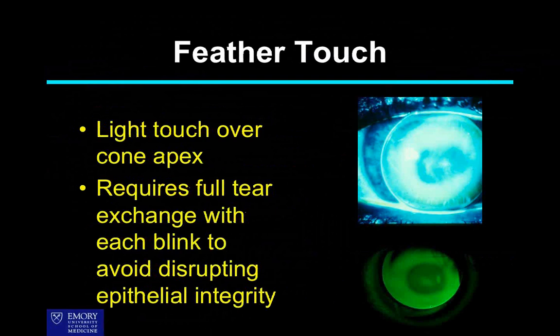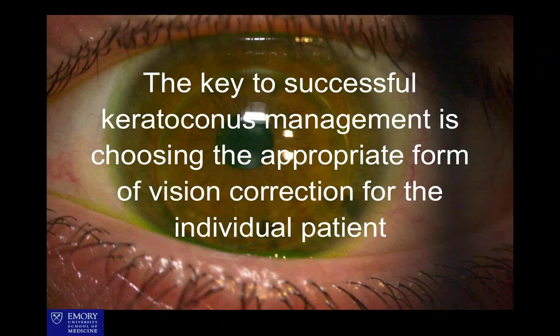Feather touch is a phenomenon of corneal GP lens fitting, which has been around and traditionally the best method for fitting keratoconic patients to give them good vision. It requires a light touch. Feather touch is still used, but it must really be a light, smooth touch requiring full exchange of tears with each and every blink to prevent the scar tissue formation. Again, very, very important. So that's it for the basic science review. The key to successful keratoconus management is choosing the appropriate form of vision correction for that individual patient.